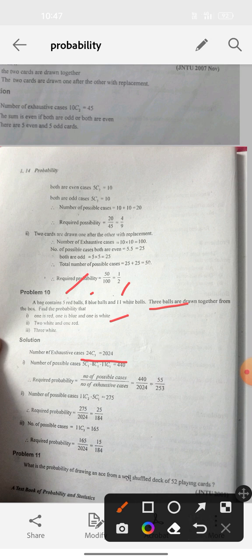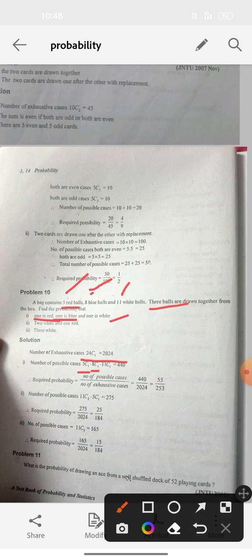2024. So number of possible cases is 1 from red. So how many red balls do we have? 5. So from 5 you have to select 1. So 5C1. And 1 blue ball. So from 8 balls you need to select 1. So 8C1. And 1 white ball. From 11 you have to select 1. So 11C1. These are the possible cases. So number of possible cases by number of exhaustive cases, you will get this.